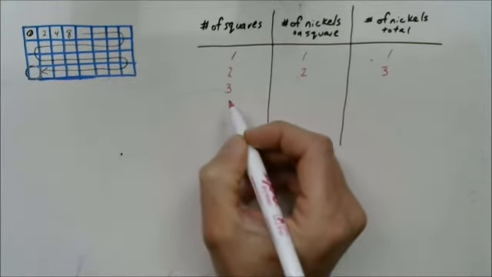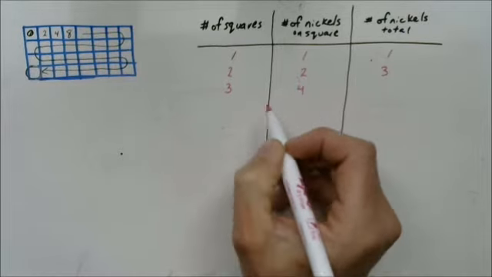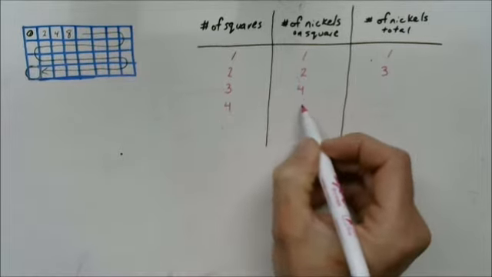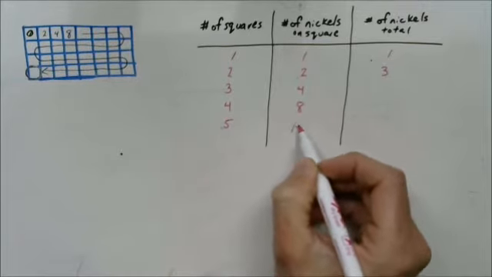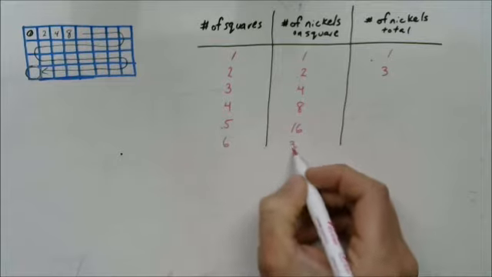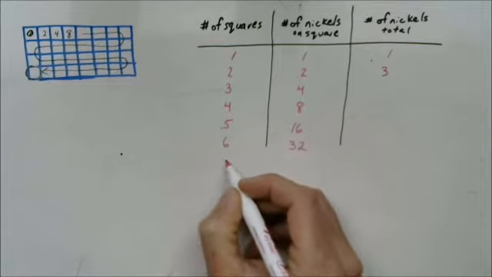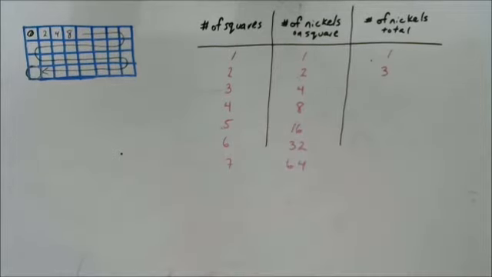In the third square, our number doubles again from 2 to 4. In the fourth square, it doubles from 4 to 8. In the fifth square, it doubles to 16. I'm going to do a few more here. On the sixth square, there are 32. And on the seventh square, there are 64 nickels.